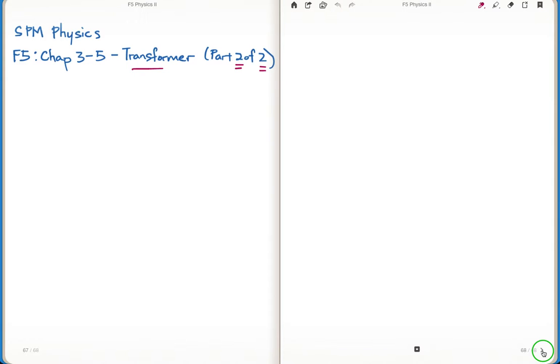So in this video, I'm going to go through with you the factors affecting the efficiency. There are actually 4 factors.